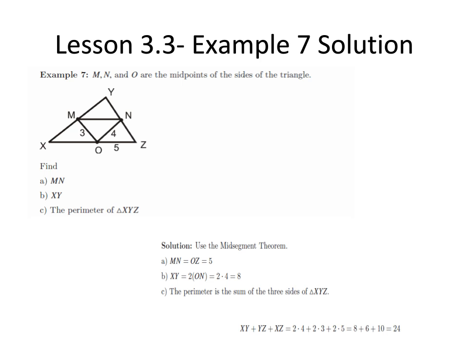Line XZ will equal line MN times 2. In part A we found that line MN equals 5, so line XZ will equal 5 times 2, which equals 10. Our perimeter equation now turns into 8 plus 6 plus 10, which equals 24. So the perimeter of triangle XYZ is equal to 24.